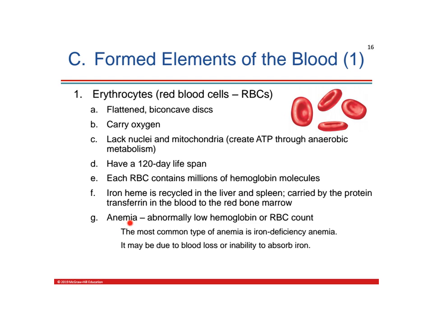And there are some conditions that can happen. So for example, anemia is either an abnormally low hemoglobin count or an abnormally low red blood cell count. And the most common type of anemia is due to an iron deficiency. And how would you have that iron deficiency? Well, one way is through blood loss. Another way is through an inability to absorb iron.